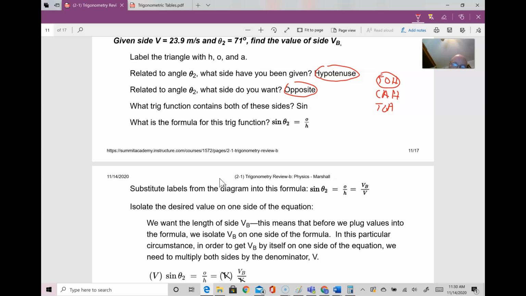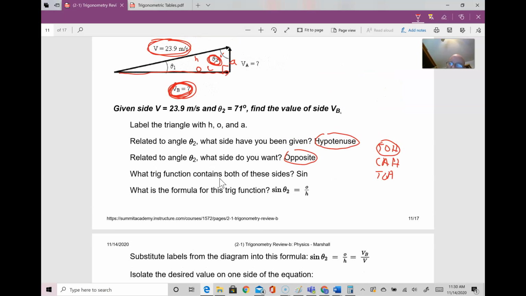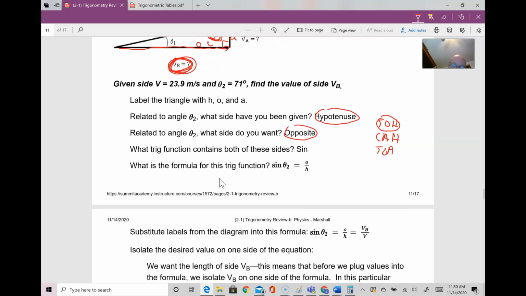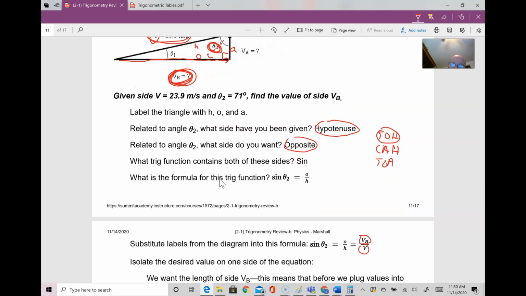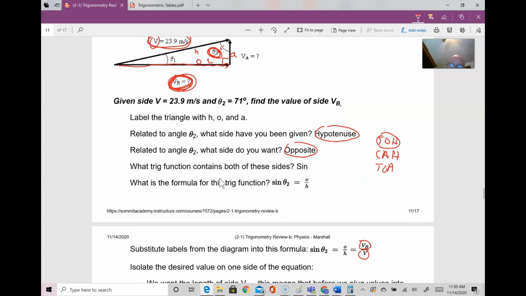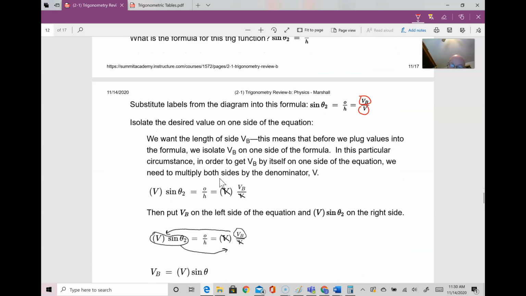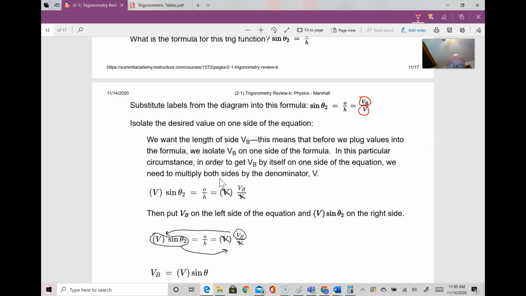Then I'm going to substitute the labels that I've been given. The opposite side is VB. The hypotenuse is V. Now that makes it really easy for me to see how to solve this problem. I want side VB. I'll usually circle the side that I want because I want to get that by itself. This means that before we plug values into the formula, we isolate VB on one side of the formula. We get it by itself.